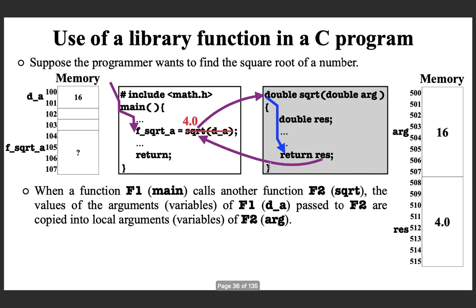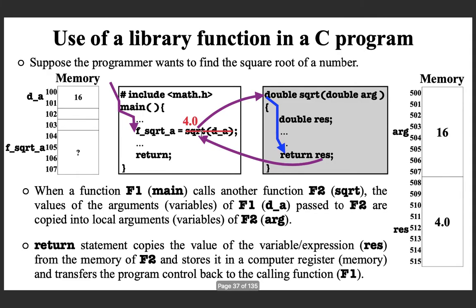When you execute it, what happens is this. Return statement copies the value of the variable or expression, in this case res. The value is 4.0. The value is copied from the memory of f2. From this memory area, 4.0 is copied and it is getting stored in a computer register. So 4.0 is stored in a temporary storage called register, so that now this RHS is replaced by this value.